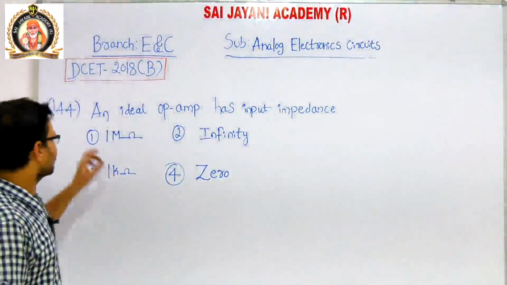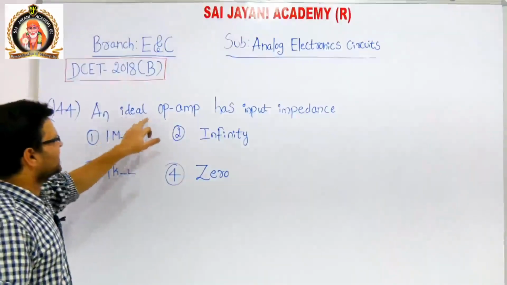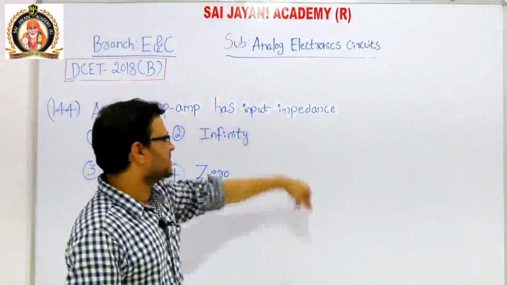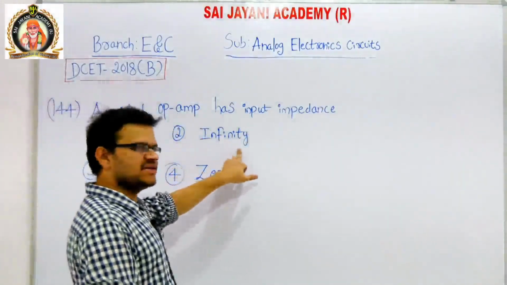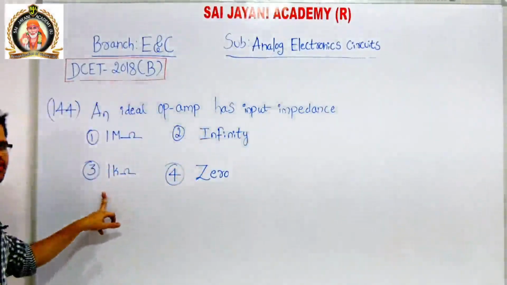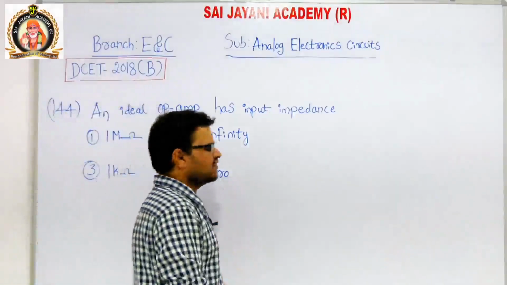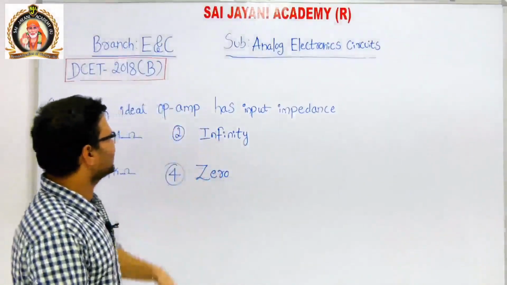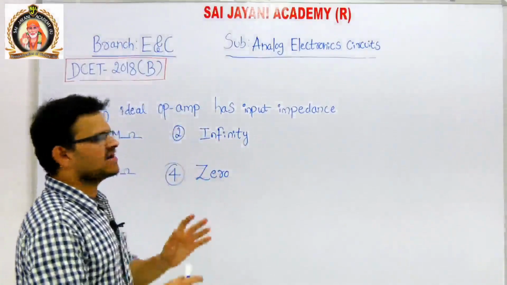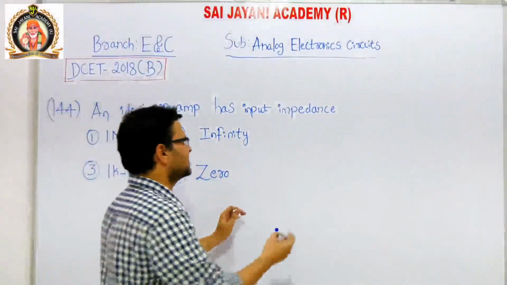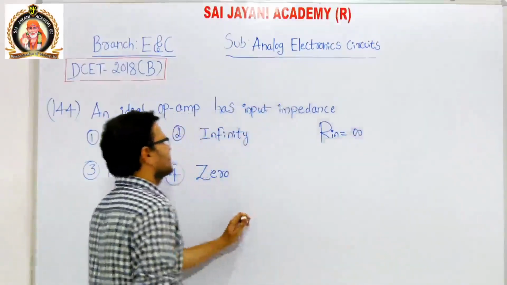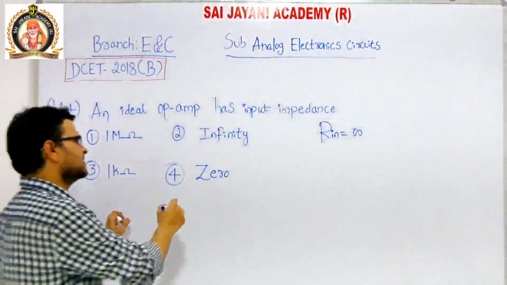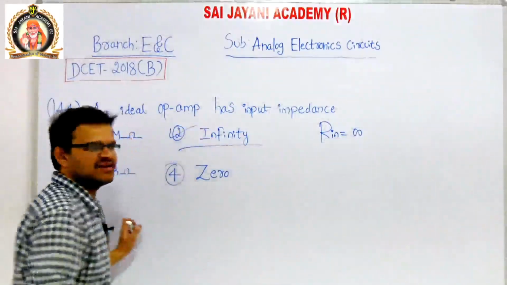The question number 144: an ideal op amp has dash input impedance. The options are given below. The first one is 1 mega ohm, the second one is infinity, the third one is 1 kilo ohm, and the fourth one is 0. We know that the ideal op amp always has an infinite input impedance, that is Rin is equal to infinity. From the options, the right option is the second one, that is infinity.